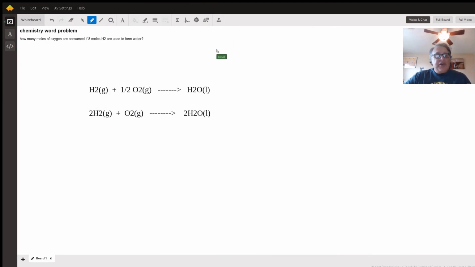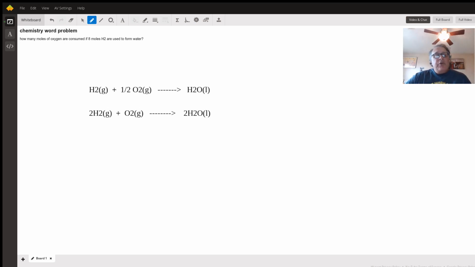So a student has asked this question: how many moles of oxygen gas are consumed if 8 moles of hydrogen are used to form water? And what I've done before recording here is I have sketched out the balanced, mass balanced equation, the chemical reaction equation that corresponds to this chemistry, the formation of water from hydrogen gas and oxygen gas.